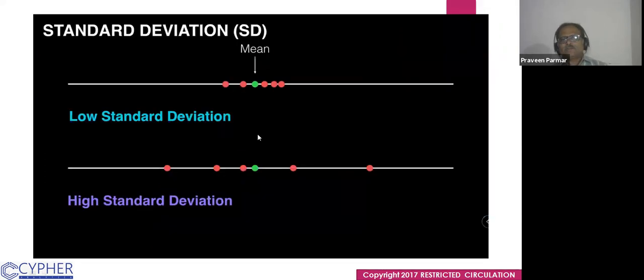If we talk about the standard deviation, these are the two data sets, and we have the mean here as the green dot, and these are some other data points. Here we could say we get a low standard deviation, because the points are very near to the mean, and here the points are far away from the mean, so we get a high standard deviation. Does that make sense to everyone?